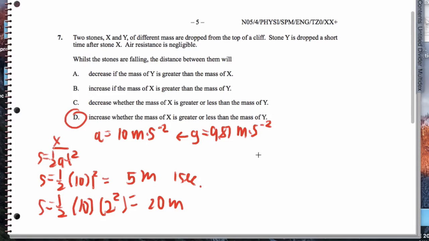Now let's think about this. I drop stone X. After 1 second, it's at 5 meters. And after 2 seconds, it's fallen 15 meters more. Now, let's say we drop stone Y 1 second later. If we do that, when this is at 15, this is only at 5 meters. So what we're seeing is that the separation is increasing. And notice mass, weight, none of that has anything to do with it.